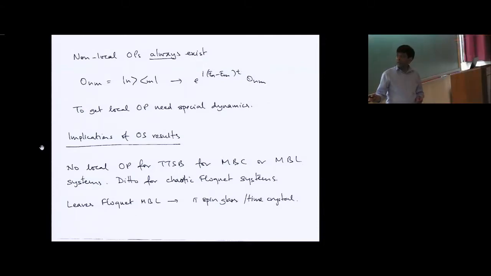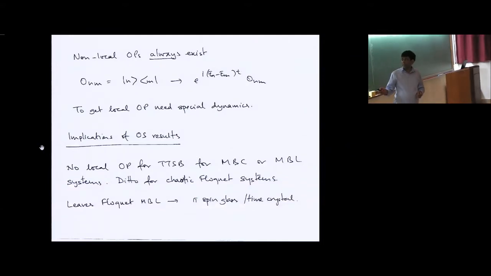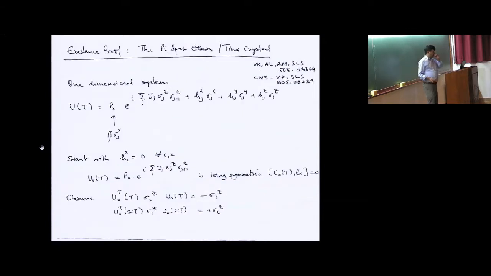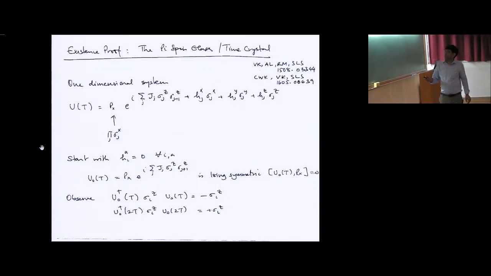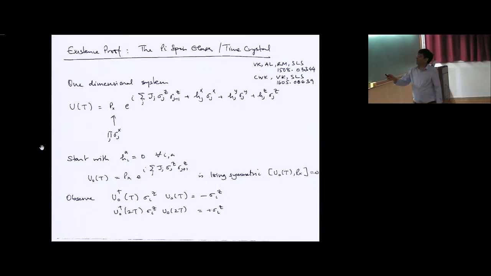So I've argued to you that operator spreading implies that you shouldn't expect to find this for chaotic systems. Now I want to show you by example that you can find it for a particular kind of Floquet system which is localized, and that's our remaining option. Okay, so how does that work? So this was worked out by Vedika. Never mind. Okay, so let me describe it in the simplest setting of a one-dimensional system.